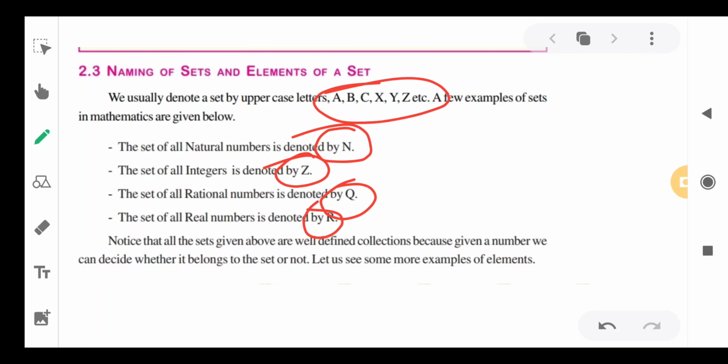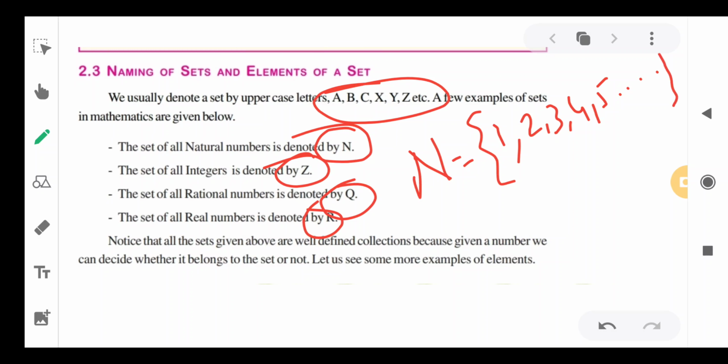Now we'll see, for example, the set of natural numbers N. We'll write it with flower brackets. What are the natural numbers? All the natural numbers: 1, 2, 3, 4, 5, and so on up to infinity.